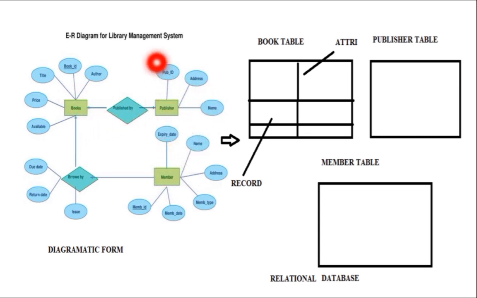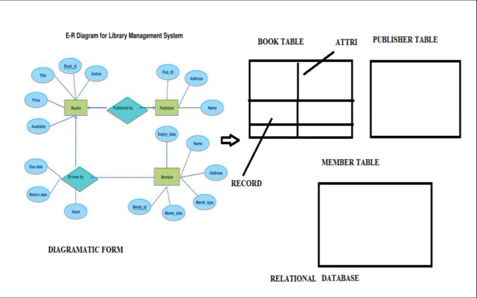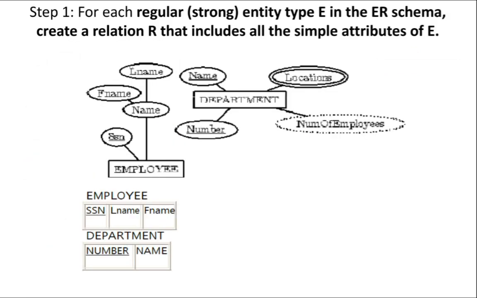Because strong entity means book is having the primary key, publisher is having the primary key, member is having the primary key. Here also employee has the primary key SSN, department will have the primary key name. See, that is the strong entity. Whenever you come across a strong entity type in an ER diagram, you have to consider that strong entity as a table. See, here I considered book as a table, publisher as a table, member as a table. Here also the strong entities department and employee should be considered as tables.